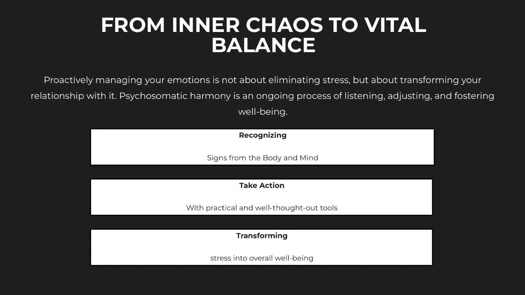What we're focusing on here is moving from inner chaos to vital balance. This means that managing your emotions isn't about getting rid of stress entirely, but about changing how you relate to it. Psychosomatic harmony requires us to be attentive, listening closely to what our body and mind are telling us, then making thoughtful adjustments to promote well-being. Recognizing the signs your body and mind send is key. From there, it's about transforming stress into a source of overall wellness, not something to fear. And finally, taking action with practical, well-thought-out tools helps you maintain this crucial balance every day.